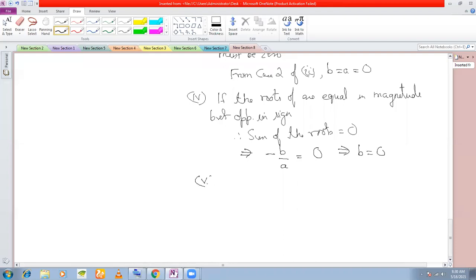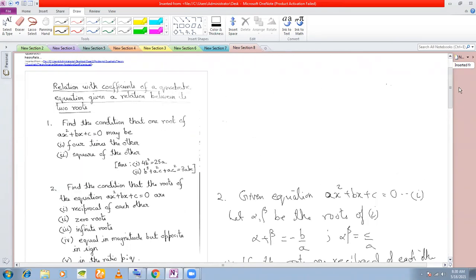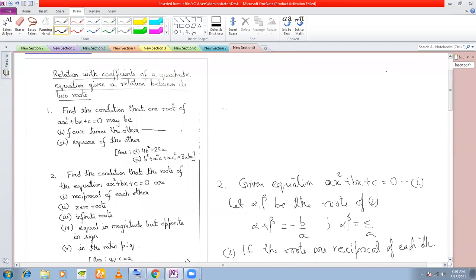And the fifth condition was that the roots are in the ratio p is to q. Now, before I proceed, let me give you this note here. Remember, I solved this problem here. This one, roots are 4 times the other. Now, either this statement can be given to you as, the roots are 4 times the other, or they can simply give you the roots are in the ratio 1:4. It's the same thing. Or they can also give you roots are in the ratio 4:1.